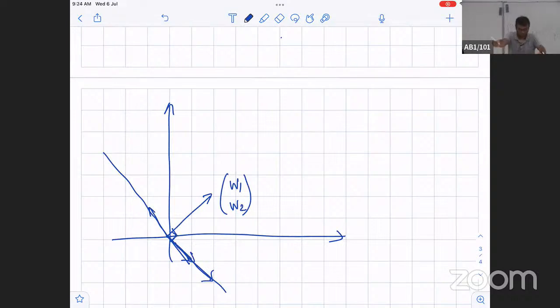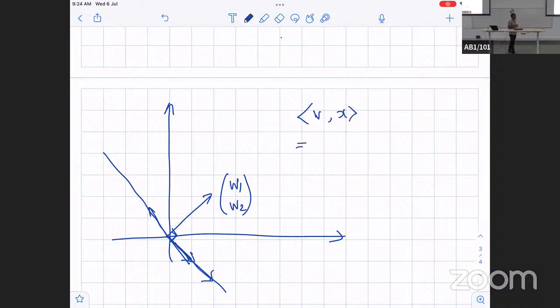But how do you characterize two vectors being orthogonal? Their dot product is 0. Everybody is familiar with this, right? So what is the dot product between w and x? How do you say?